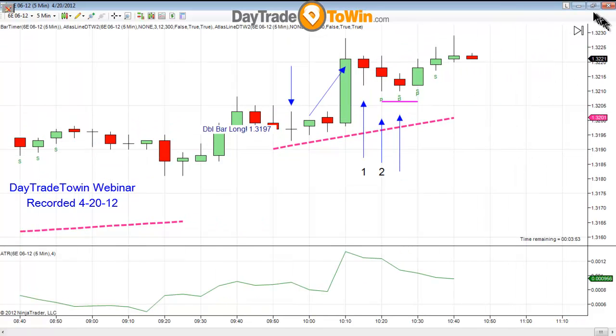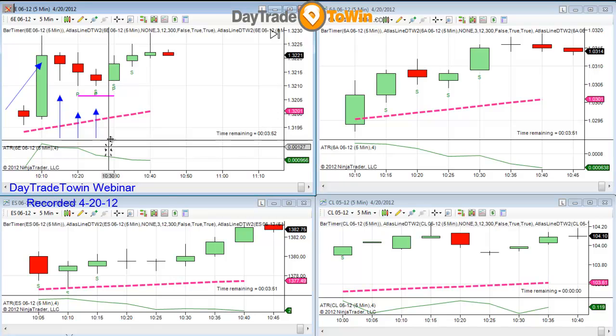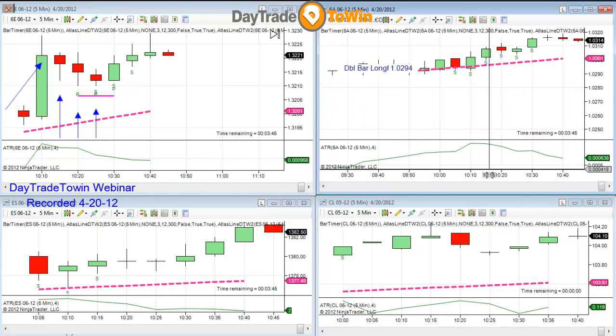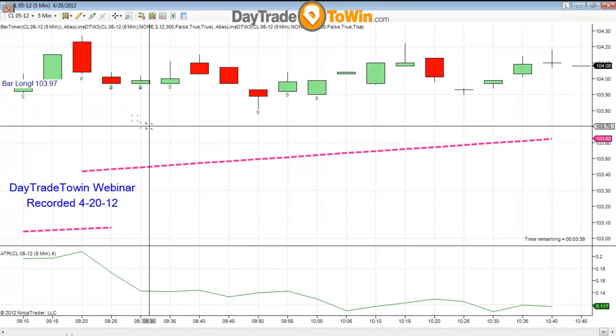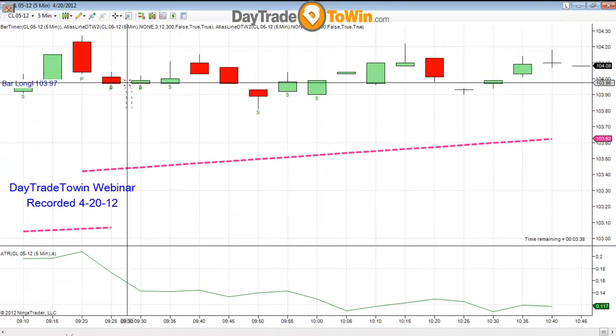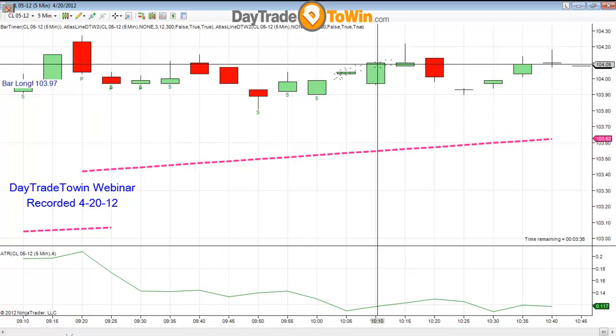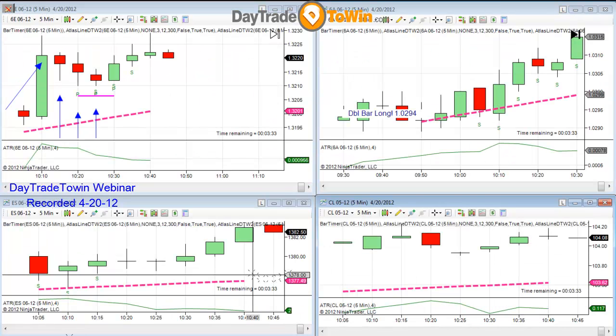Okay, so that's the Euro. What else do we have here? Australian dollar, right? Strength trade on the Australian dollar here to go long. Long on the Australian dollar here. Crude oil, not my favorite market, but shows you the pullback and the strength trades here, and so on and so on.